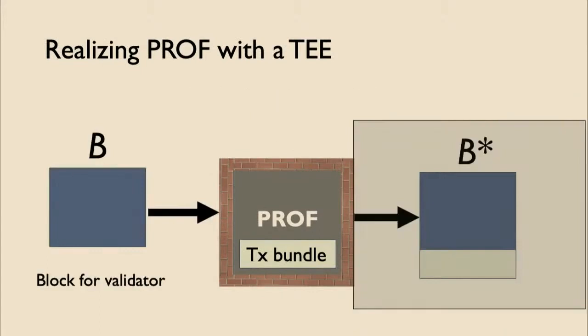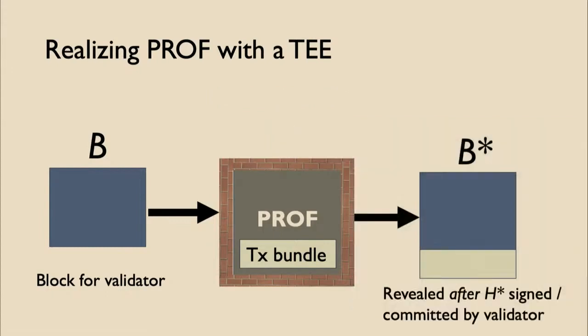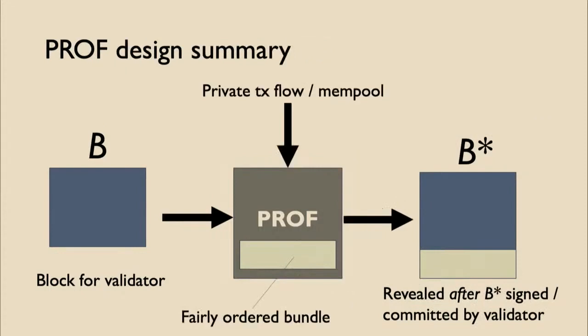All right, so this is the design summary slide that I showed. Now the important thing to note here is, after you append the transaction bundle to the block, you don't just yet release the block B star. Just like MEV-Boost, you actually withhold the block B star. You first supply the header to the validator, and only after the validator commits to including this header by signing this header, you actually release the block.